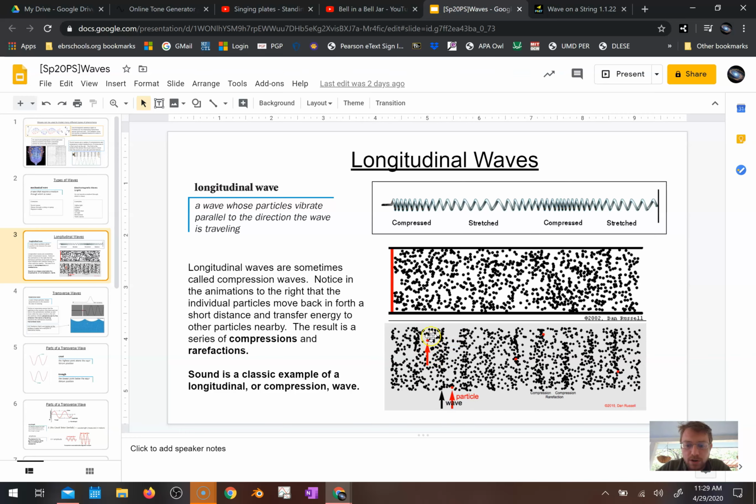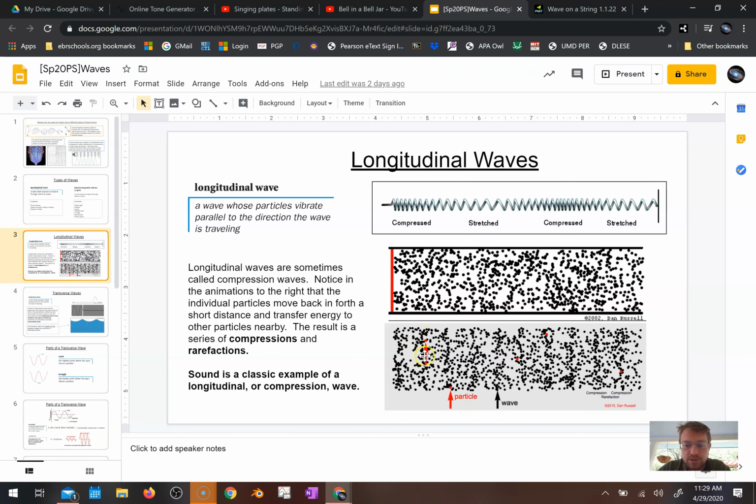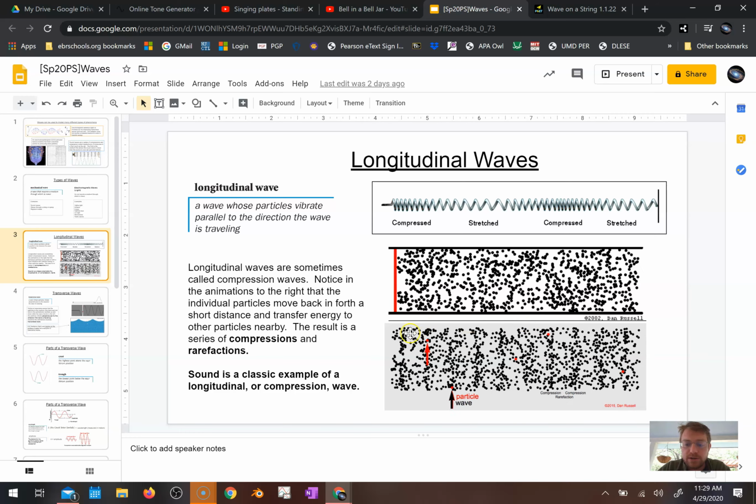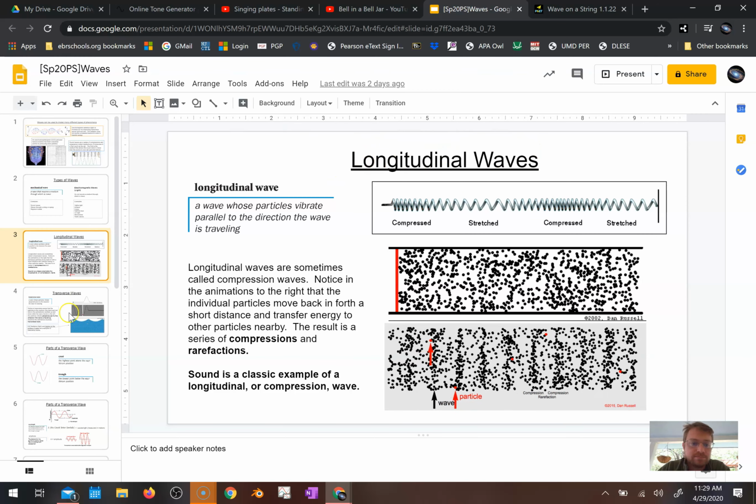So when individual particles in the medium move parallel to the wave, notice the red dot moves left and right, and the wave is moving left to right. They're moving in a parallel direction. That we call a longitudinal wave. Sound is an example of that type of wave.